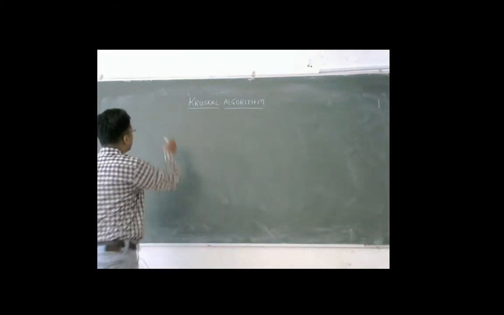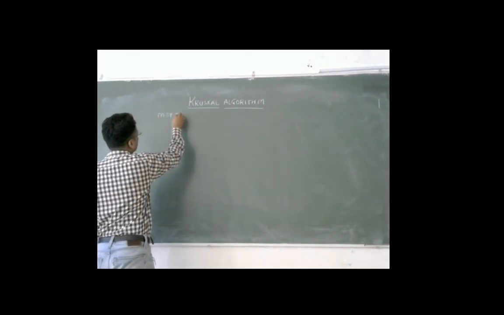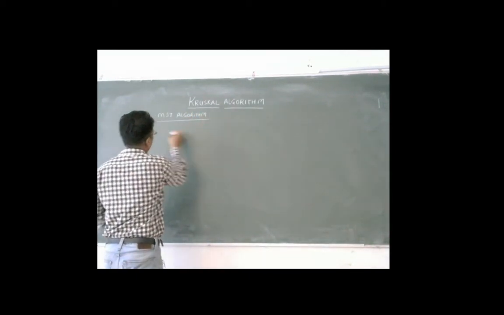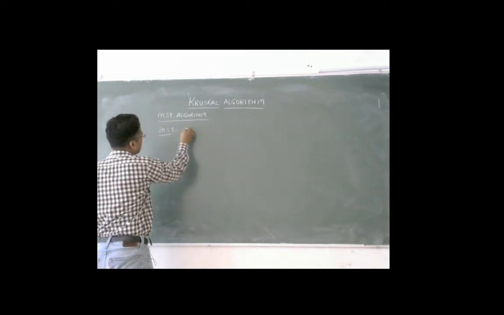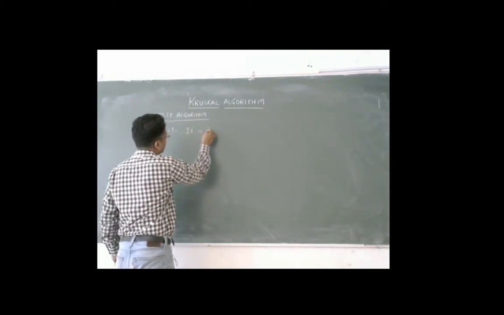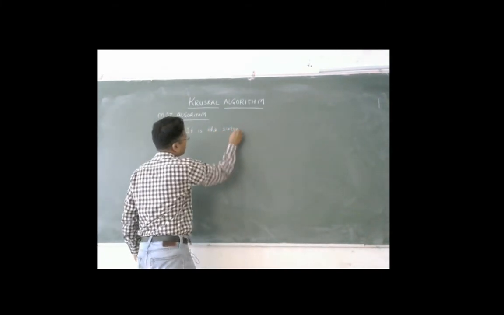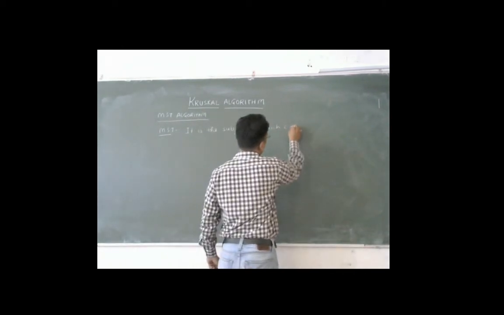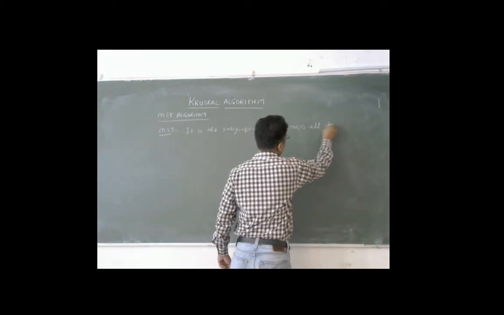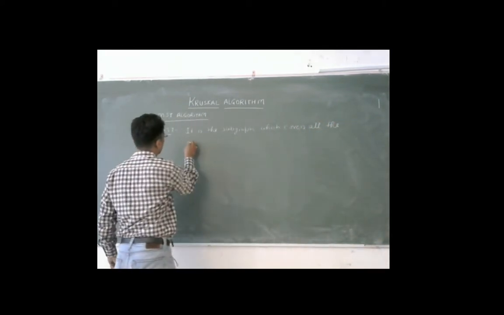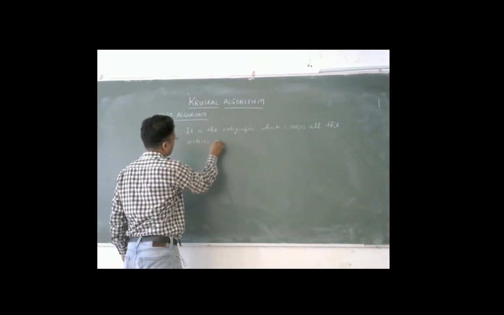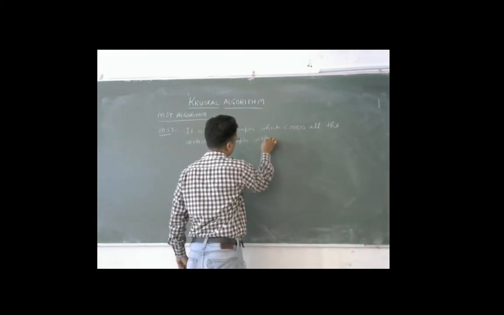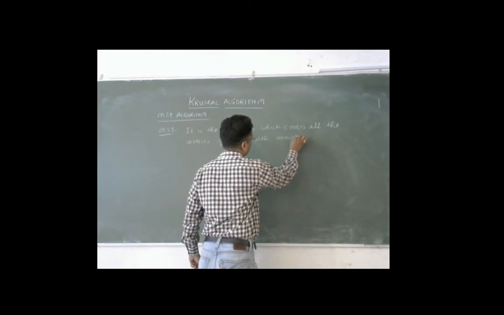First of all, this is an MST. MST is the subgraph which covers all the vertices of the graph with minimum possible weight.